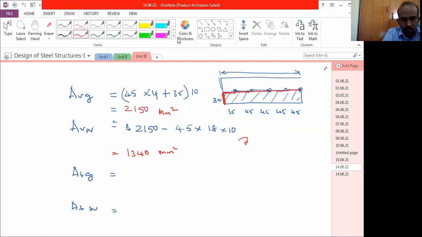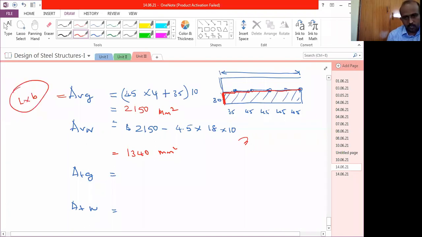So anybody knows the value of ATG? What value do we substitute? Please tell me. What length? Area means length into breadth, so nothing you should fear. What length do we have to substitute here? 30. Okay. What is the thickness? The thickness part we cannot see, you have to imagine. Thickness is 10 mm. That's all. 300 mm squared.